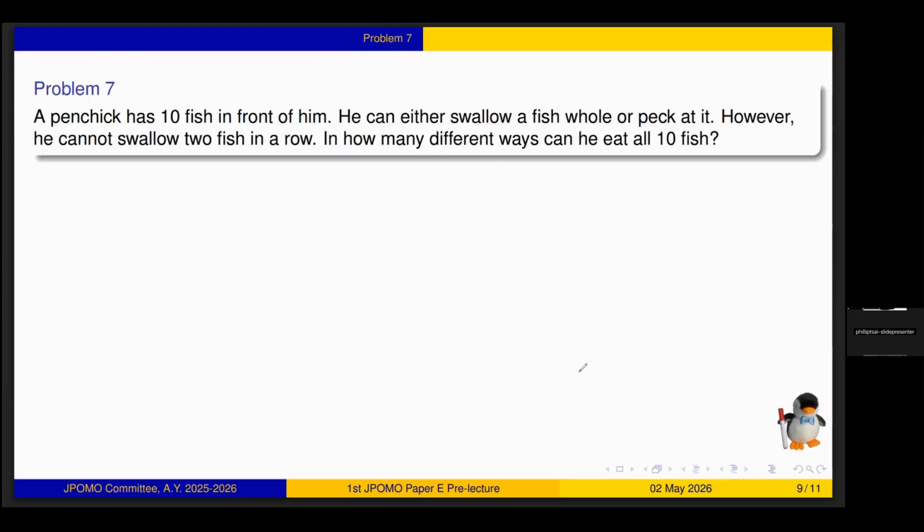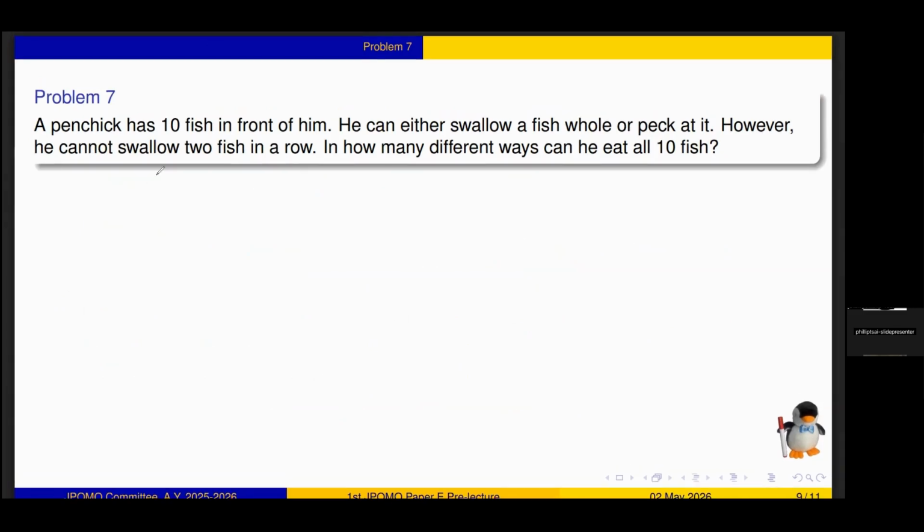I can repeat it. I think you can stop recording. Actually, if you want, you can continue. But either way, okay. So how you get the formula is basically, let's define a sub n as the number of ways to eat n fish given the conditions, right?